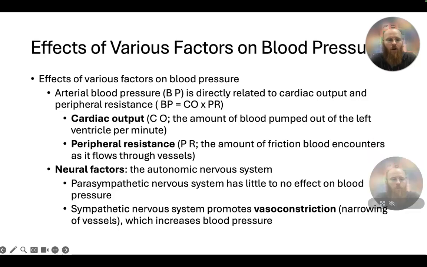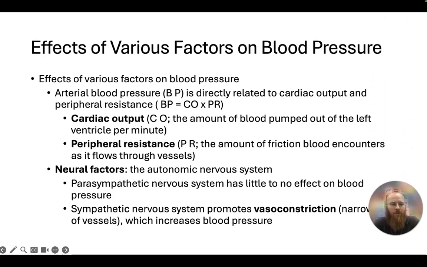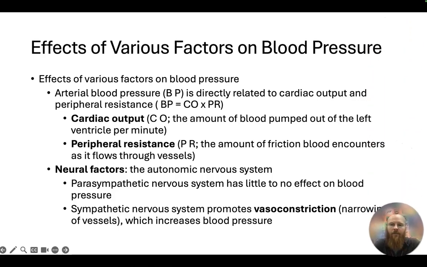Okay, and so we're talking all about blood pressure. This is a key metric for getting a measure of the pressure exerted on your arterial walls. And so there are a lot of different factors that will have effects on that blood pressure, being, is it going to elevate it or decrease it?